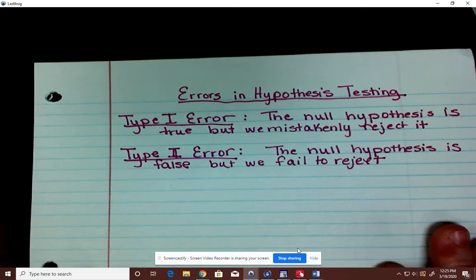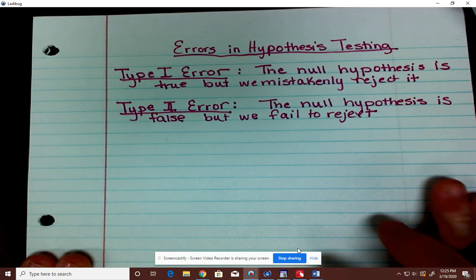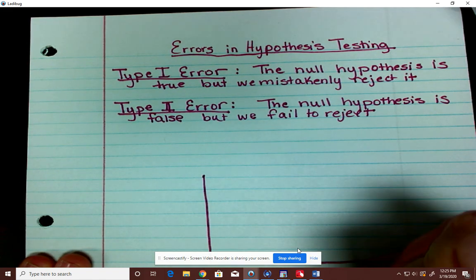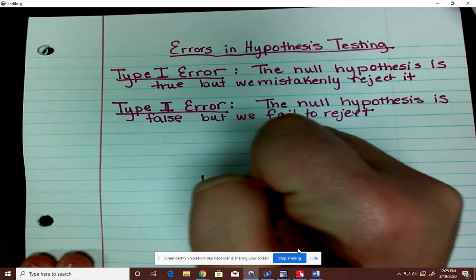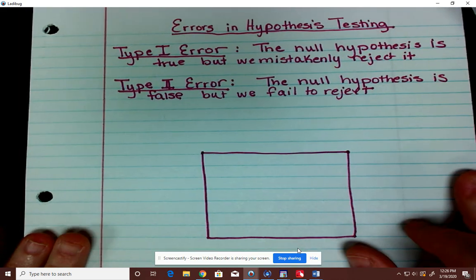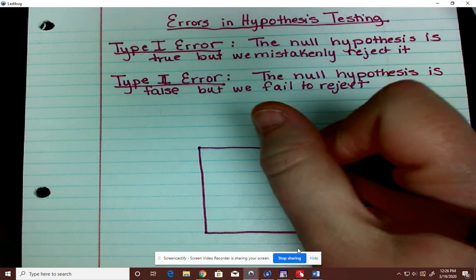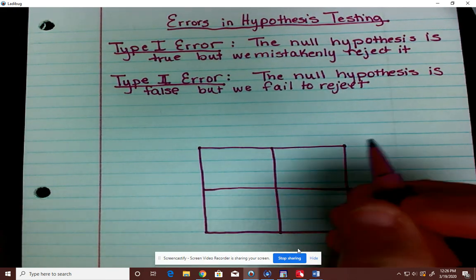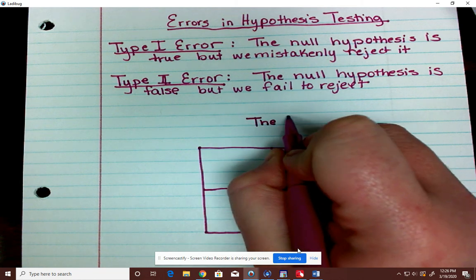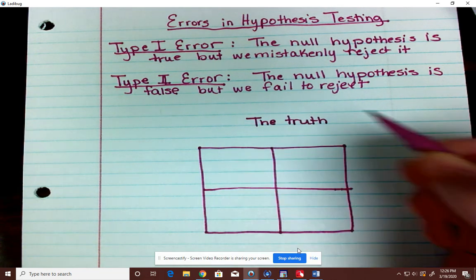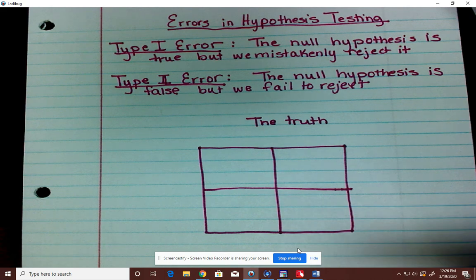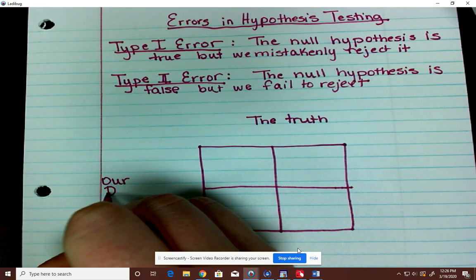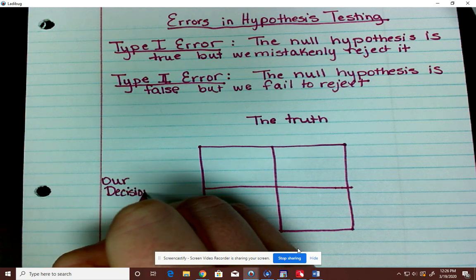And so what I always do and draw out is a little diagram to help us look at, are we making the right decision? If we didn't make the right decision, what type of error it was. So along the top of this diagram, this is going to be the truth, what is actually true. Is the null true or is it actually false? And then over here, we're going to look at our decision. Did we reject or fail to reject?